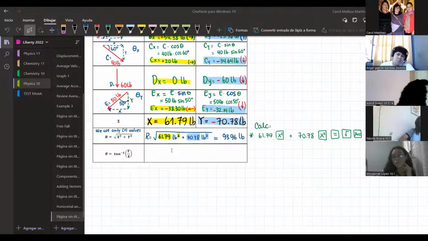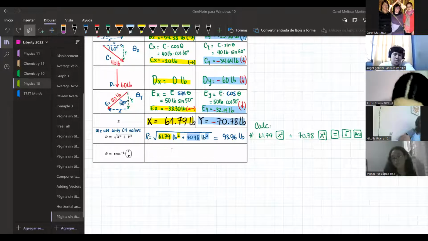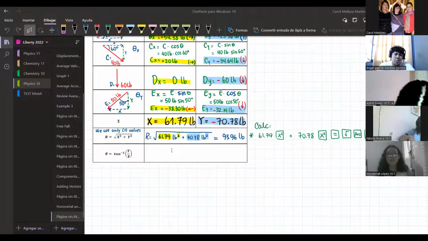Did you get the same answer as me? If not, send me a message after the class is over so I can help you, by sending you a video of the procedure. But there I leave you the process written, okay? The part in green is the procedure in the calculator. So the resultant measures 93.96 pounds.